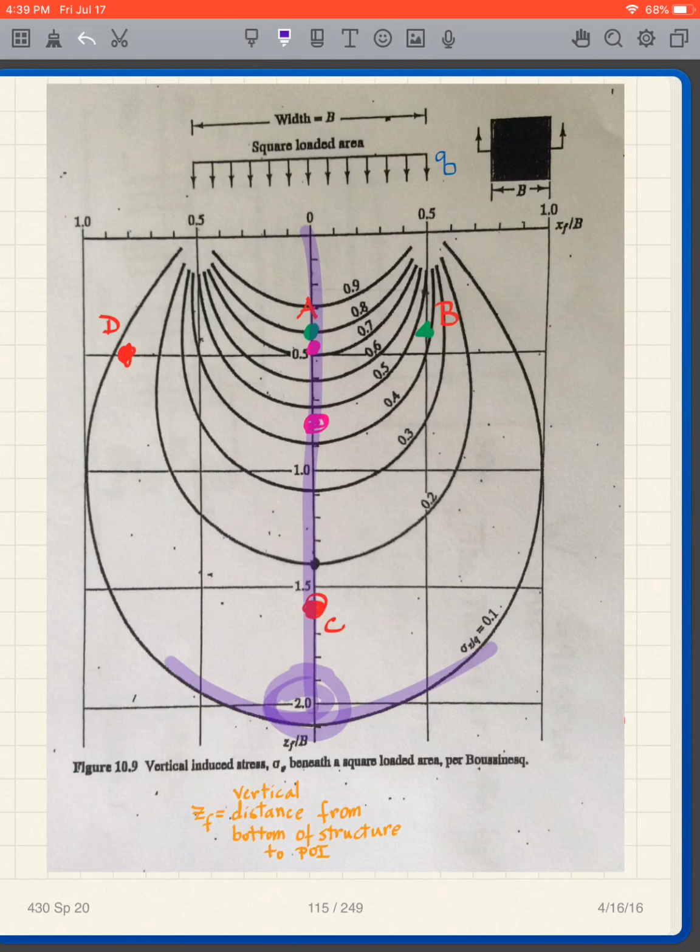So what we're going to consider, to give you some gut feeling for what's going on in these problems, is that any soil that is deeper than 2B below the foundation does not feel the structure, and therefore it does not compress. So we're not going to include that soil in our calculation.